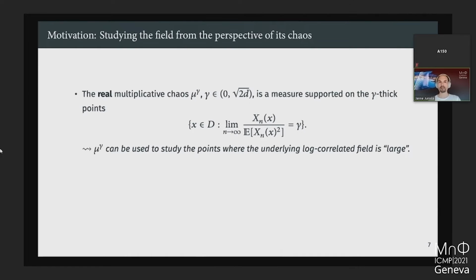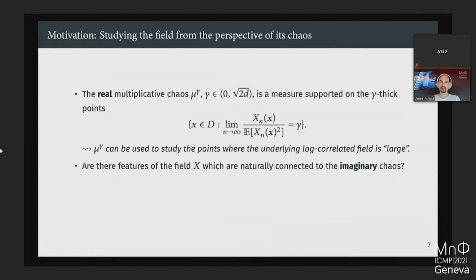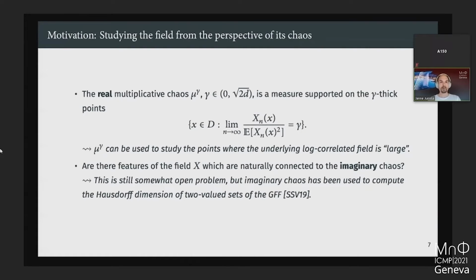Okay, and then you could ask, can you say something? Is there some natural property of the field that you can study using the imaginary chaos? At the moment it's much more hazy, it's a somewhat open problem, but at least I can say that it's been used to compute the Hausdorff dimension of two-valued sets of the GFF. So they are kind of a level-line type of sets. This was by Schoug, Sepúlveda, and Wiklund recently. So there's a good chance that the imaginary chaos is somehow related to more geometrical features of the field.